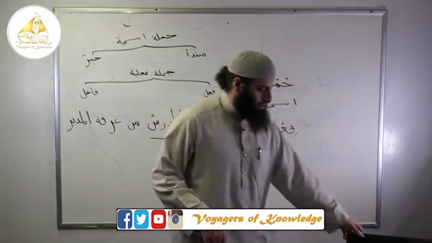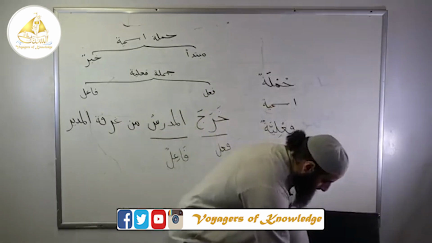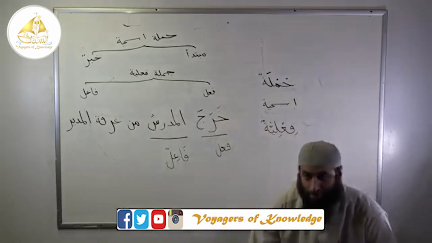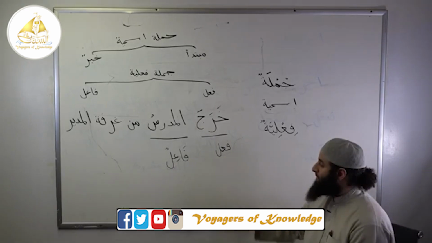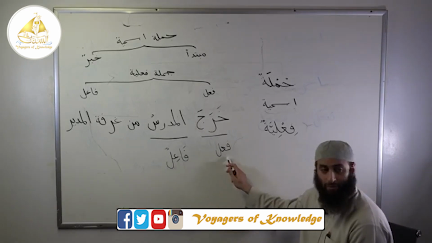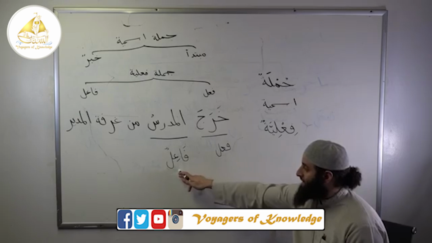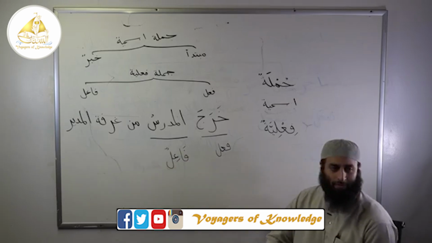Now, this heavy grammar. So what is fa'il again? Fa'il means the one doing the action. Fi'l is the verb, the action itself. Fa'il is the one doing the action.